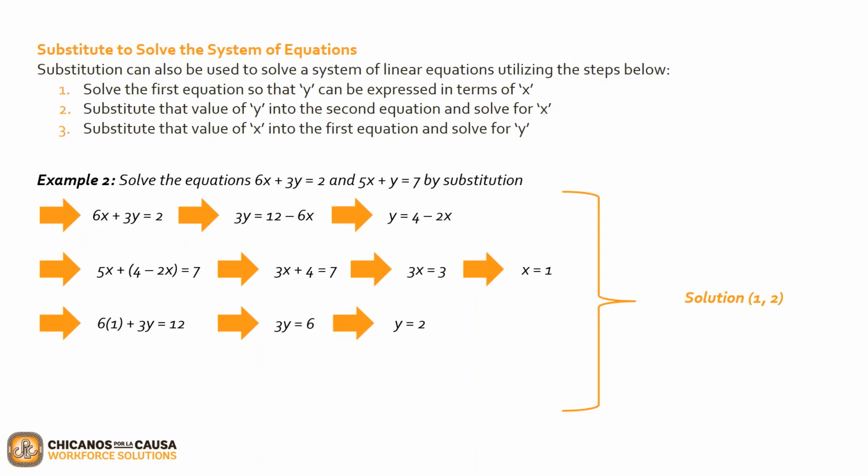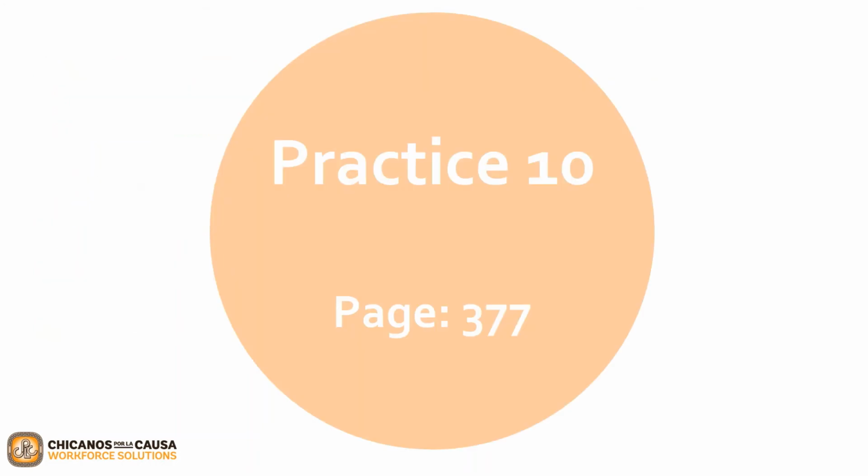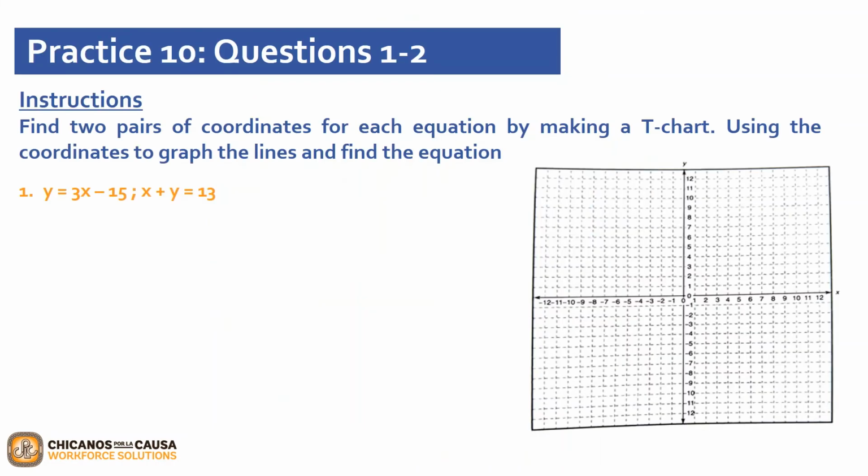We're now going to move on to practice 10, found on page 377. At this time, go ahead and pause the video to solve the following question. You're going to follow these instructions. Find 2 pairs of coordinates for each equation by making a T-chart, using the coordinates to graph the lines and find the equation. Once you have worked through this on your own, go ahead and click play to continue.